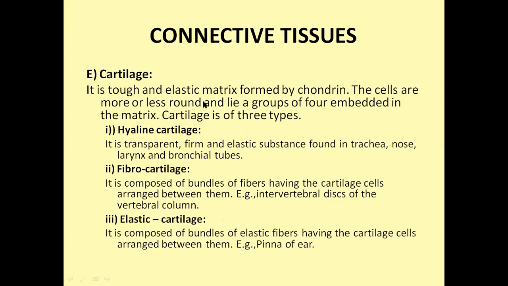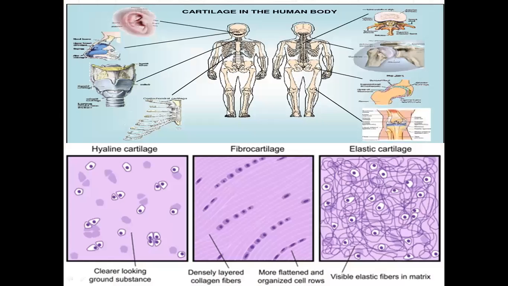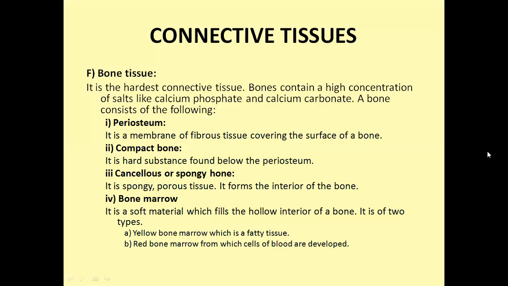Coming to cartilage, it is a tough and elastic matrix formed by chondroblasts. The cells are more or less round and lie in groups of four embedded in the matrix. Cartilage is of three types: hyaline cartilage, fibrocartilage, and elastic cartilage. Hyaline cartilage is present in the bronchial tubes. An example of fibrocartilage is the intervertebral disc of the vertebral column, and elastic cartilage is found in the pinna of the ear. This is the pinna, and this is elastic cartilage, and these are the cartilages you find in various places.